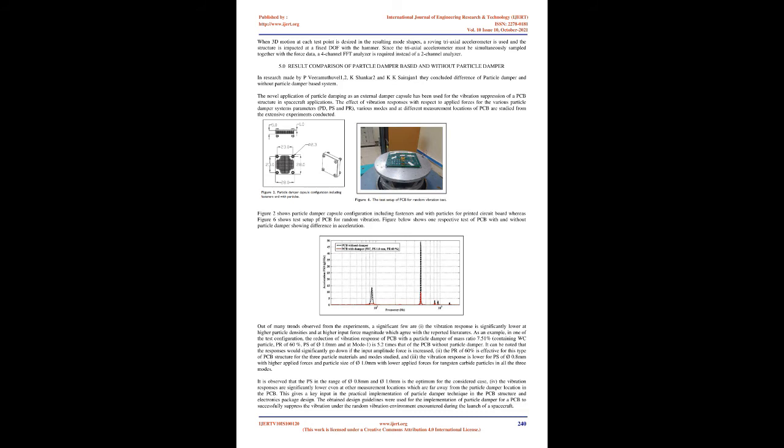The only drawback to a roving hammer test is that all of the points on most structures cannot be impacted in all 3 directions, so 3D motion cannot be measured at all points. When 3D motion at each test point is desired in the resulting mode shapes, a roving triaxial accelerometer is used and the structure is impacted at a fixed DOF with the hammer. Since the triaxial accelerometer must be simultaneously sampled together with the force data, a 4-channel FFT Analyzer is required instead of a 2-channel analyzer. 5.0 Result Comparison of Particle Damper Based and Without Particle Damper.